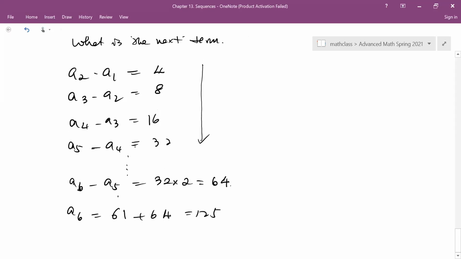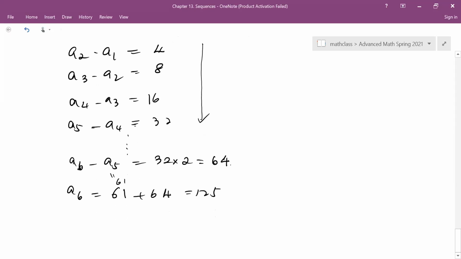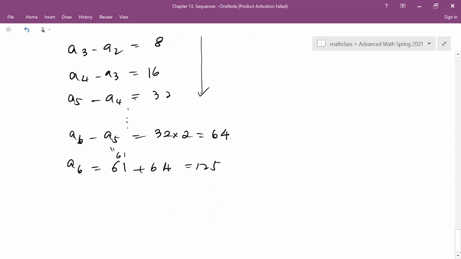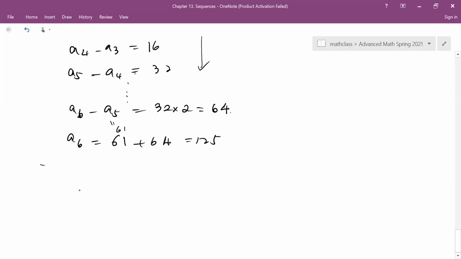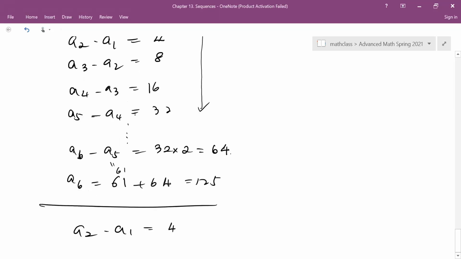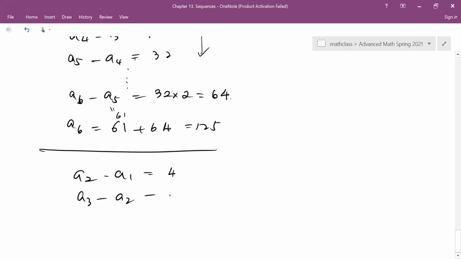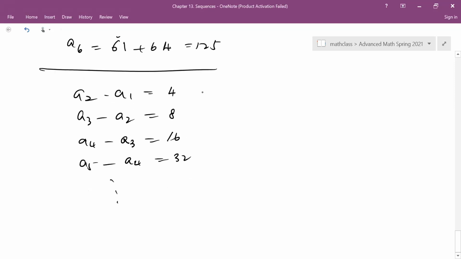Because I know A5 is going to be 61, so you move it to the right-hand side. Now the question is, can we find the nth term? I still have to go back. A2 minus A1 equals 4, A3 minus A2 equals 8, A4 minus A3 equals 16, A5 minus A4 equals 32, and keep it going.